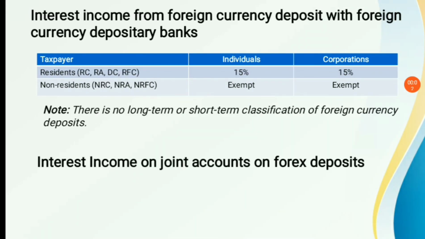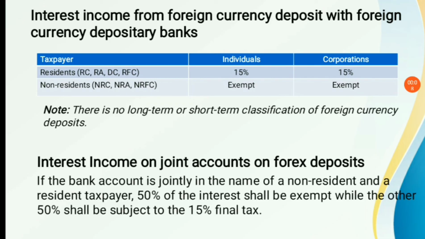For interest income on joint accounts on foreign exchange deposits, meaning to say the bank account is owned jointly in the name of a resident taxpayer and a non-resident taxpayer, what will be the effect? As to the share of the non-resident taxpayer, the 50% is exempt, while the other 50% owned by the resident taxpayer will be subject to the 15% final tax.